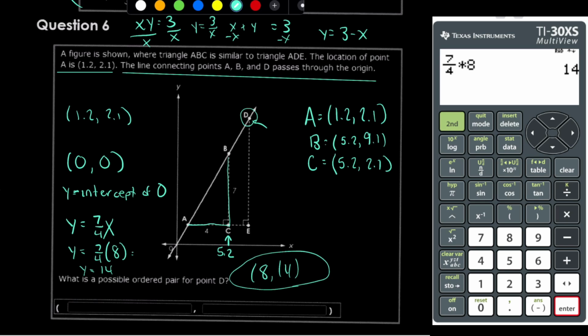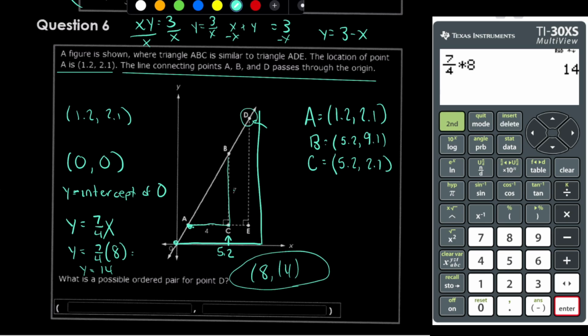And the reason that they find that this is the easiest is because all you're doing is you're starting at, I'm sorry, you're starting at 0, 0, and you're doubling your slope. Okay? So you know your slope is 7 over 4. So you go over 8, up 14, and you get 8, 14.